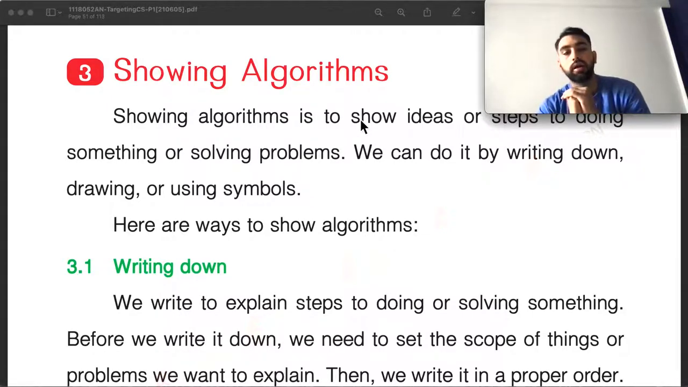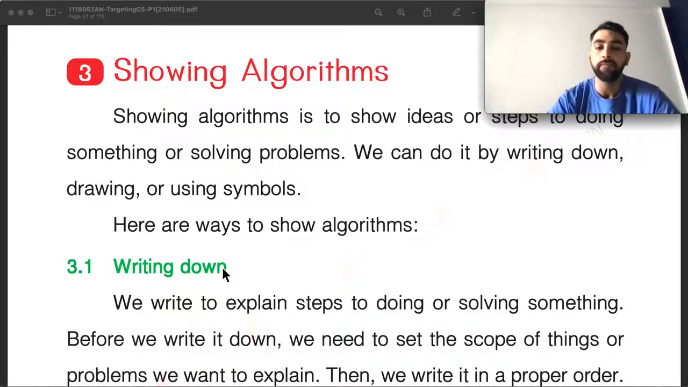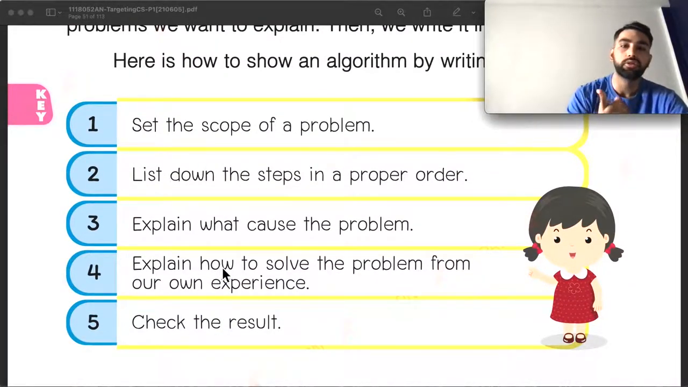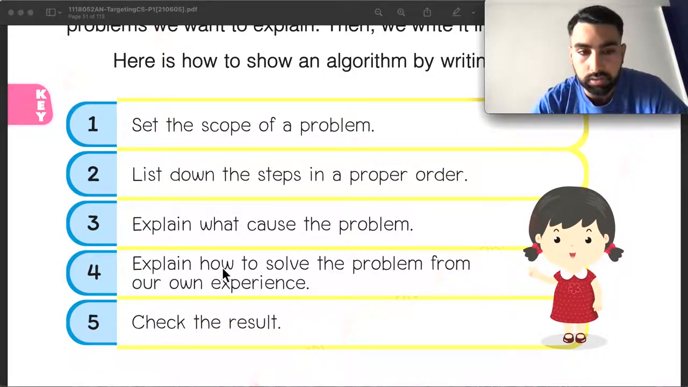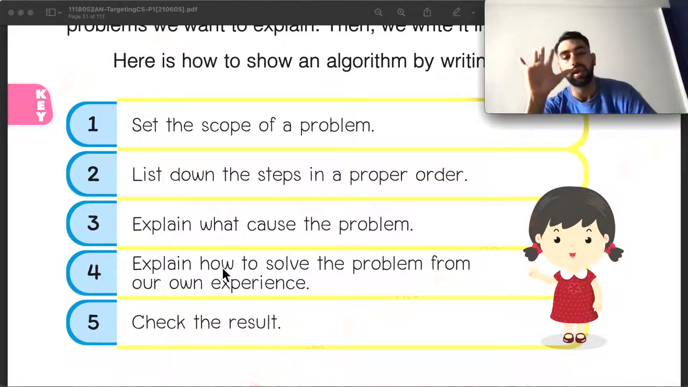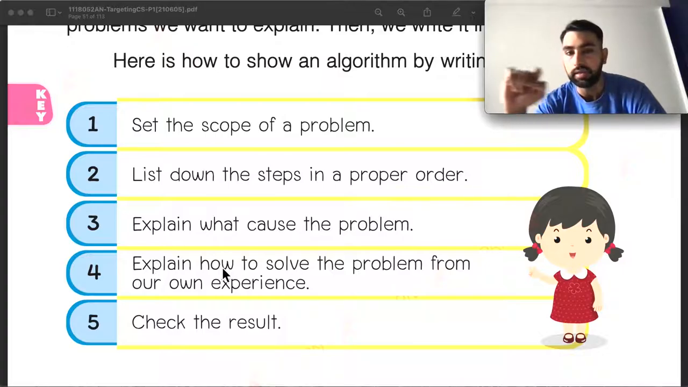There are different ways of showing an algorithm. Number one is writing, where we write the steps and explain them well, like this. Step one, scope the problem. Step two, list down the steps in a proper order. Number three, explain what caused the problem. Number four, explain how to solve the problem from our own experience. Number five, check the result. These are the steps that we have to write. This is writing an algorithm.